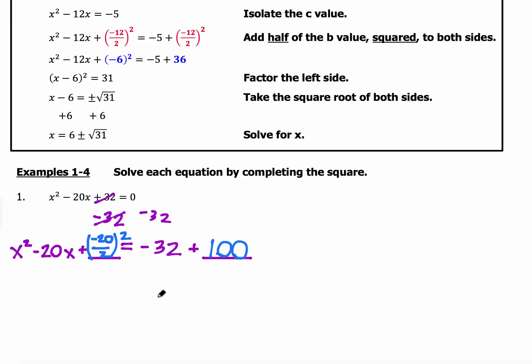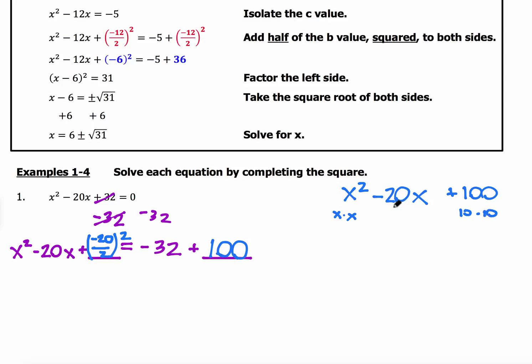But now, here's what this allows me to do. What I've created on the left side here is a perfect square trinomial. A trinomial is a perfect square trinomial if it meets the following conditions. If the first term is a perfect square, which it is, x squared is x times x. And then the last term is a perfect square, which it is in this case, because negative 20 over 2 squared is just plus 100. 100 is 10 times 10.